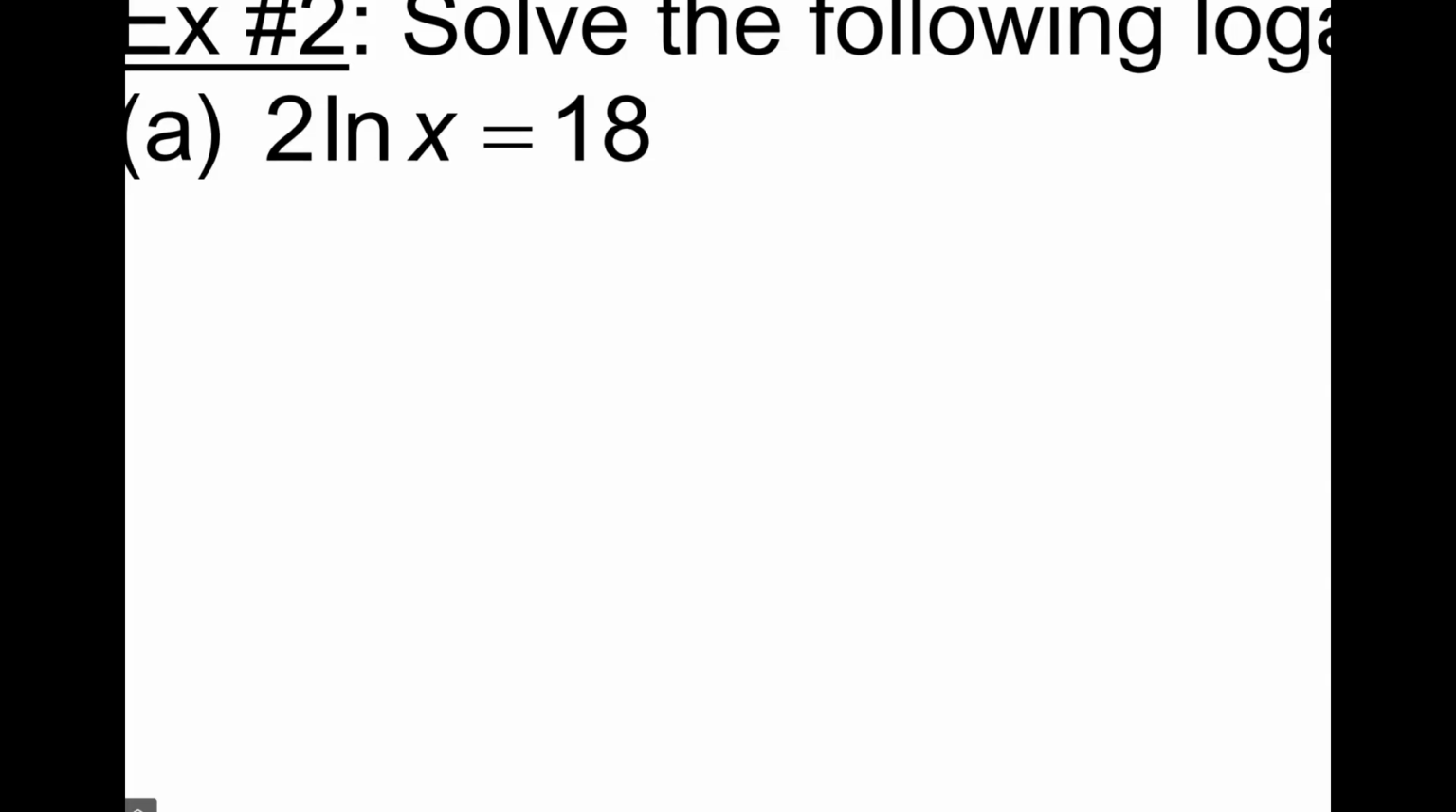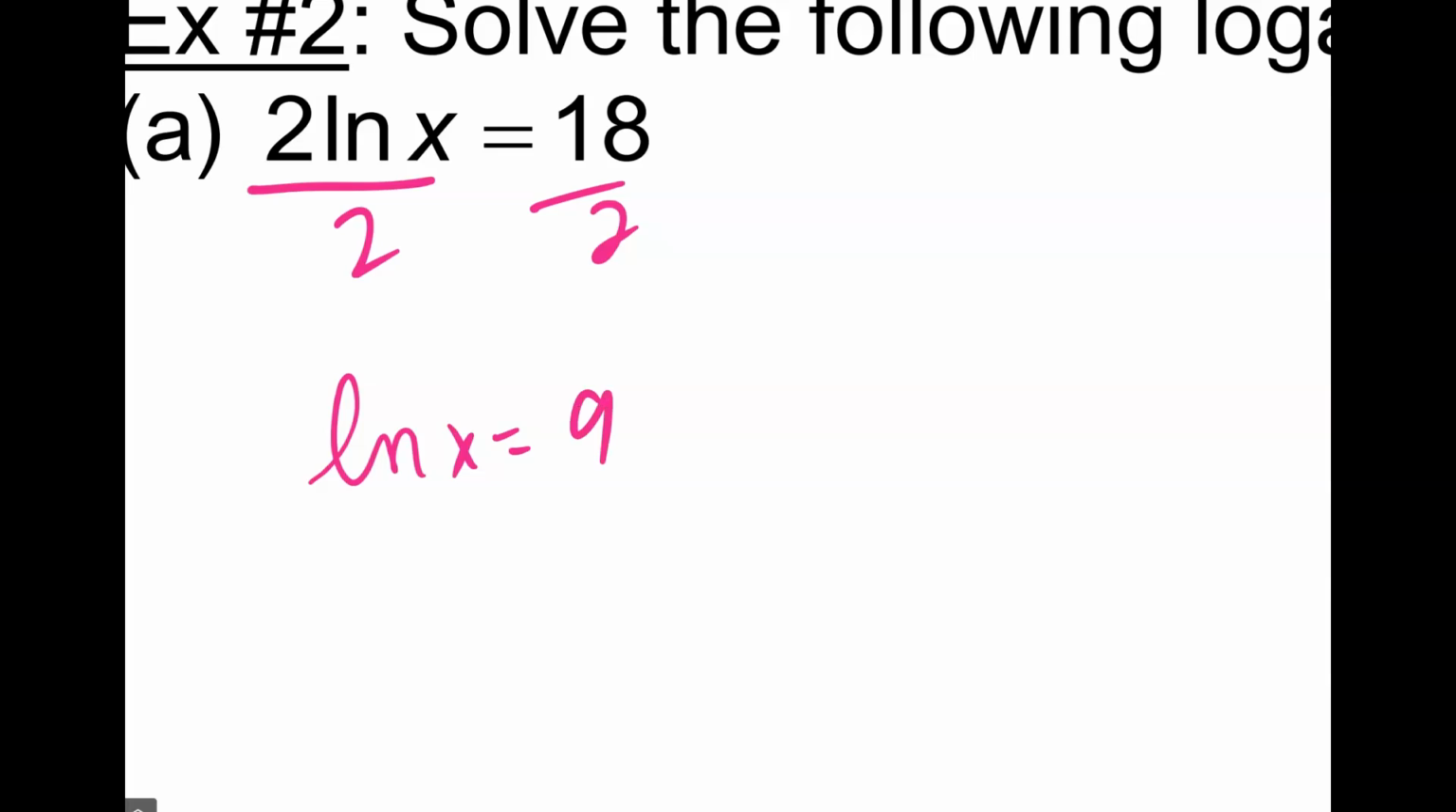So the example 2a, the first thing you want to do is get the log by itself. Right now I'm multiplying 2 by ln of x. So divide both sides by 2, and you see ln of x is equal to 9. And then think about how you could get x by itself. What's wrong with what I'm about to do? I'm literally telling you it's wrong. What's wrong with this? Right? x is just 9 over ln.